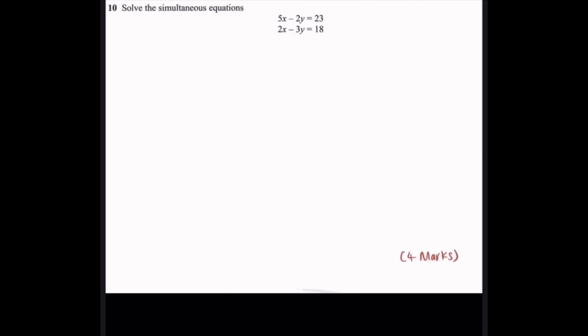We need either the x's to be the same or the number of y's to be the same. In this case, I'm going to choose the number of x's to be the same. I'm going to call this equation 1 and this equation 2. For the number of x's to be the same, equation 1, I'm going to times it by 2, so I get 10x minus 4y equals 46. And for equation 2, I'm going to times it by 5, so there's the same number of x's in both.